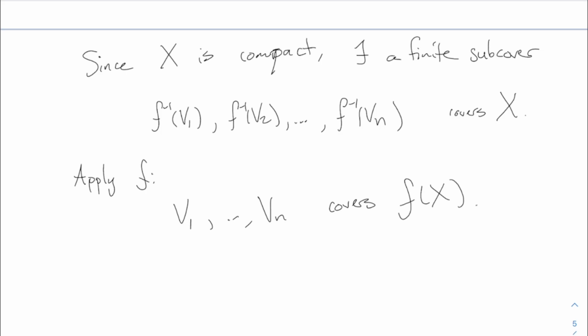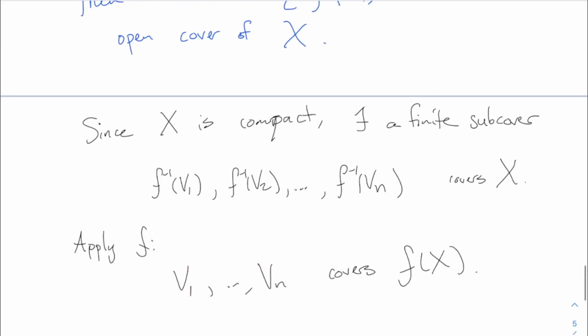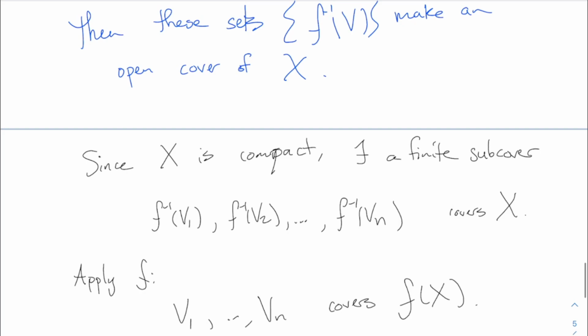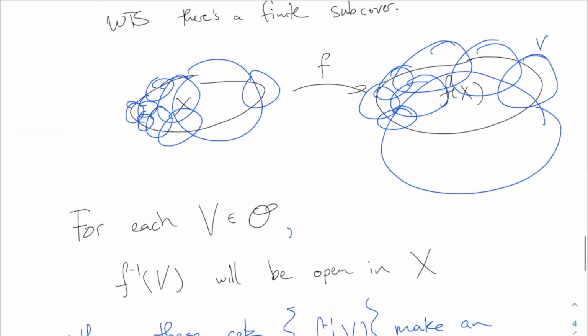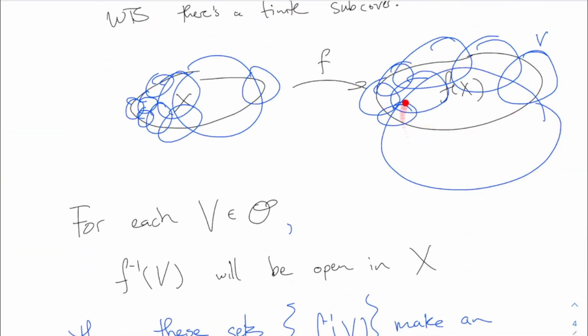Is that really a subcover of what I started with at the very beginning? Or have I changed the sets by pulling them backwards and then pushing them forwards? Something to think about. I think actually these are the same sets that I started with. These V's came from pulling back the original sets, so they are some of the original sets. And there's only finitely many of them. That's how we do it.